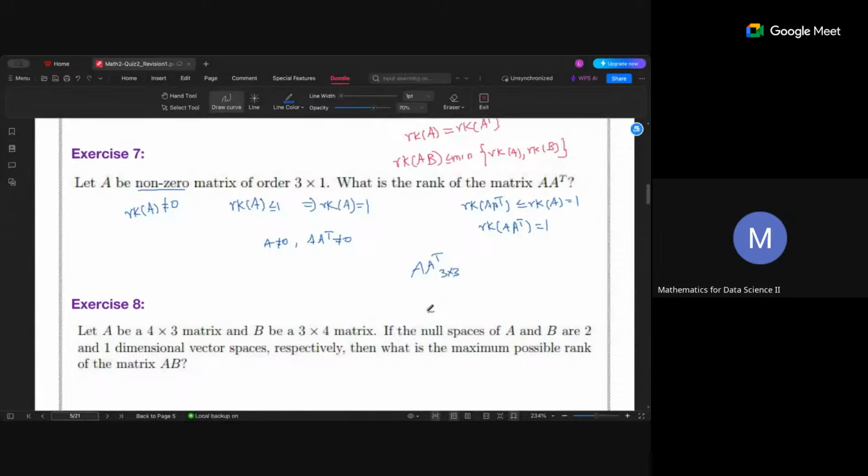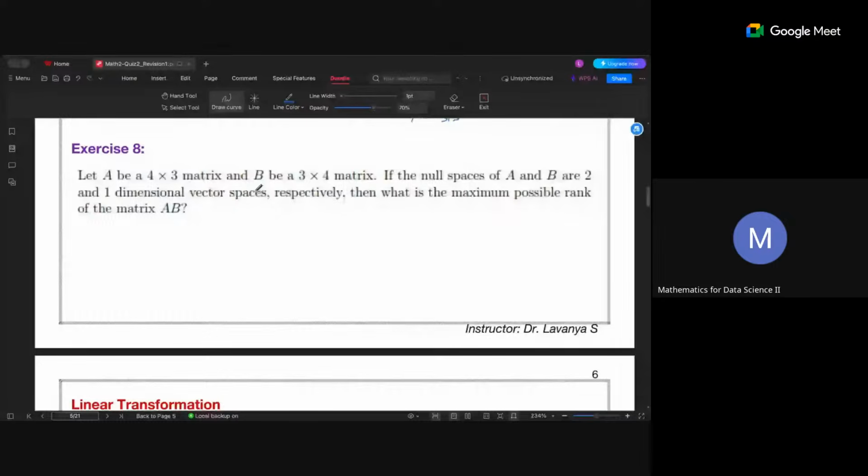Okay. Let A be a 4 by 3 matrix and B be a 3 by 4 matrix. If the null spaces of A and B are 2 and 1 dimensional vector spaces respectively, then what is the maximum possible rank of the matrix AB? So you have A and B of these dimensions. The null space of A and B are 2 and 1 dimension. So here we are given that nullity of A is 2 and nullity of B is 1.